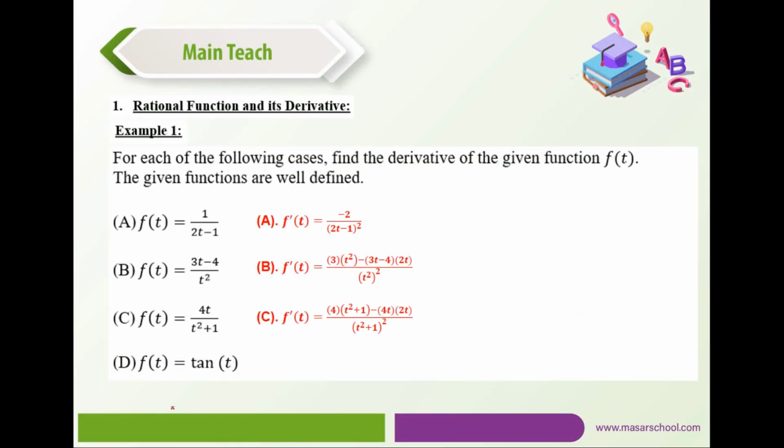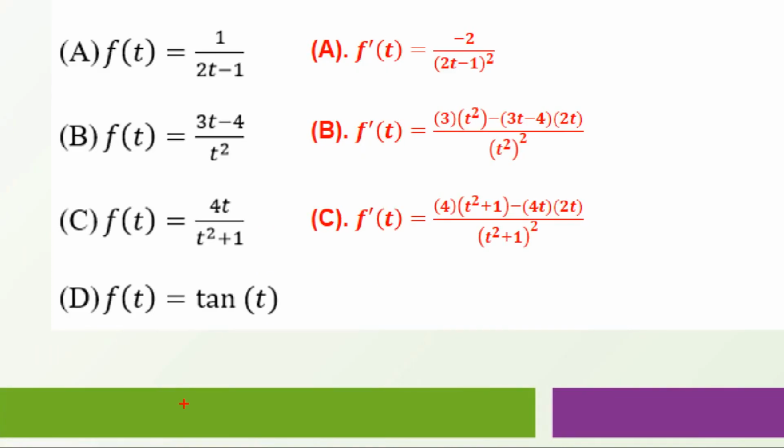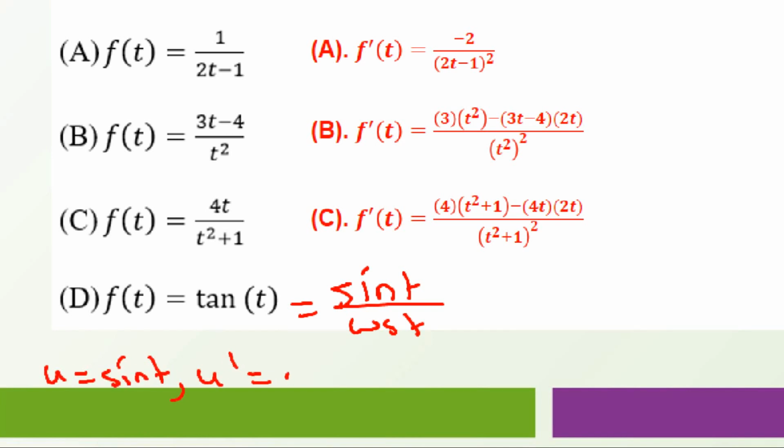Now for part D, we need to derive the tangent function. We haven't introduced the derivative of the tangent function previously, but this can be done by realizing that tangent can be written as sine t divided by cosine t. The numerator is sine, and its derivative is cosine. The denominator is cosine, and its derivative is minus sine t. And now we can plug them in.